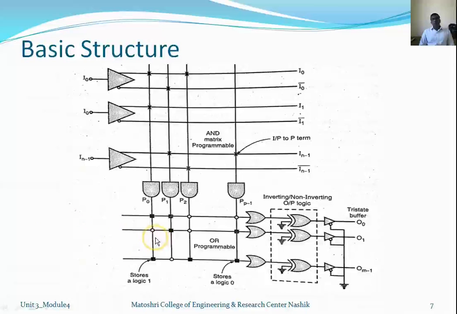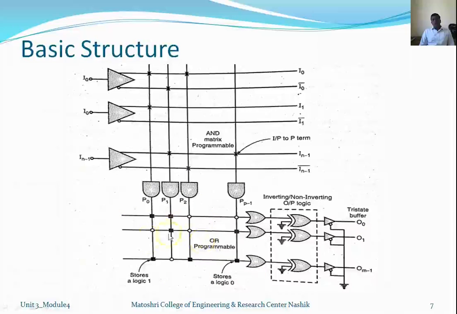Okay, so this hollow circle is nothing but a blown fuse, and this solid square means that particular output can be programmed. In this way, the programmable AND array can be programmed: a solid square is stored as a 1, and whenever there is a hollow circle, it means it stores a logic 0. So we store logic 1 or logic 0 according to our programming and our applications.